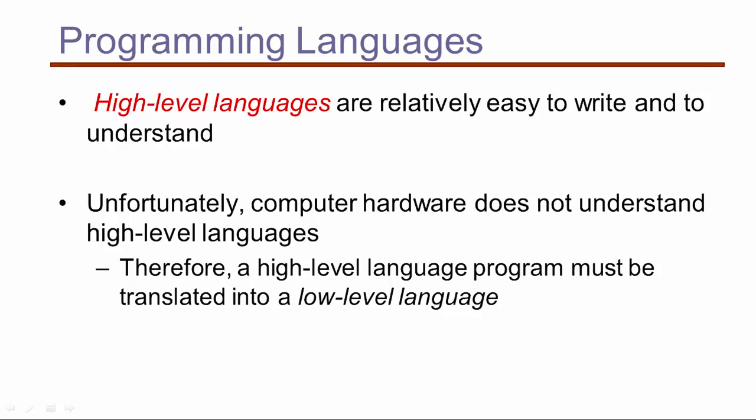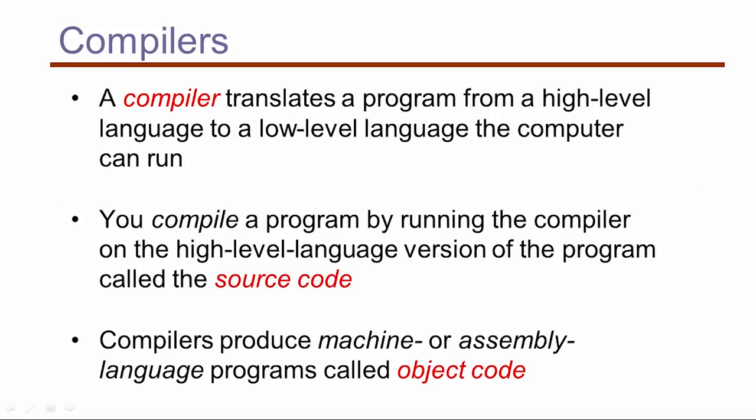Thus, we need a way to transform a program written in a high-level language down into the ones and zeros that the computer understands. To do that, we use a program that is known as a compiler. The compiler takes your high-level program, known as the source code, and converts it into object code, or the ones and zeros that the computer understands. This object code is platform-specific, and thus the object code created for a Windows machine will not run on a Mac or an Android device.